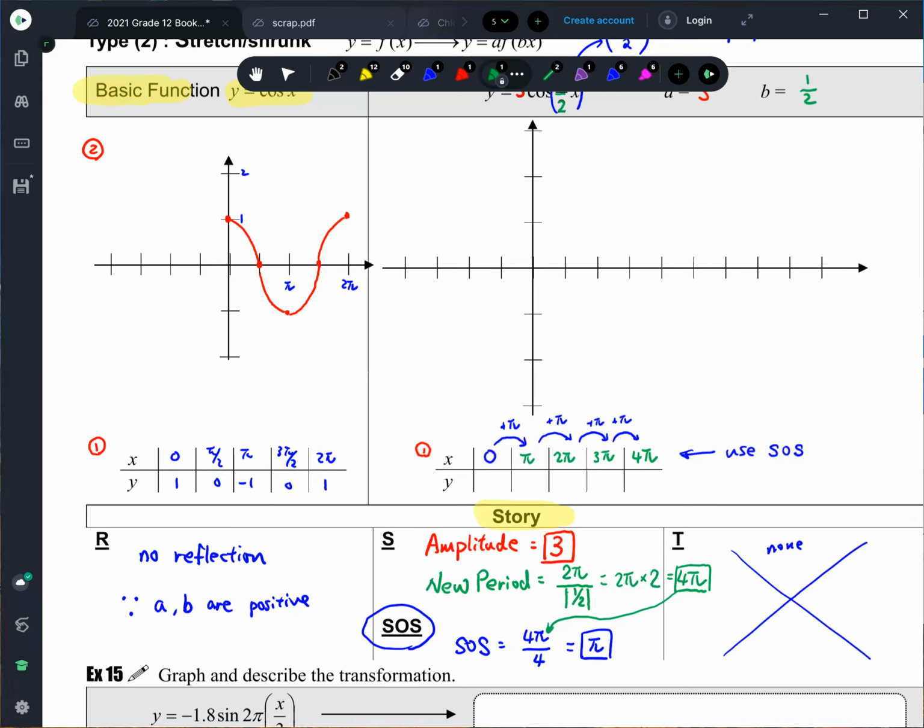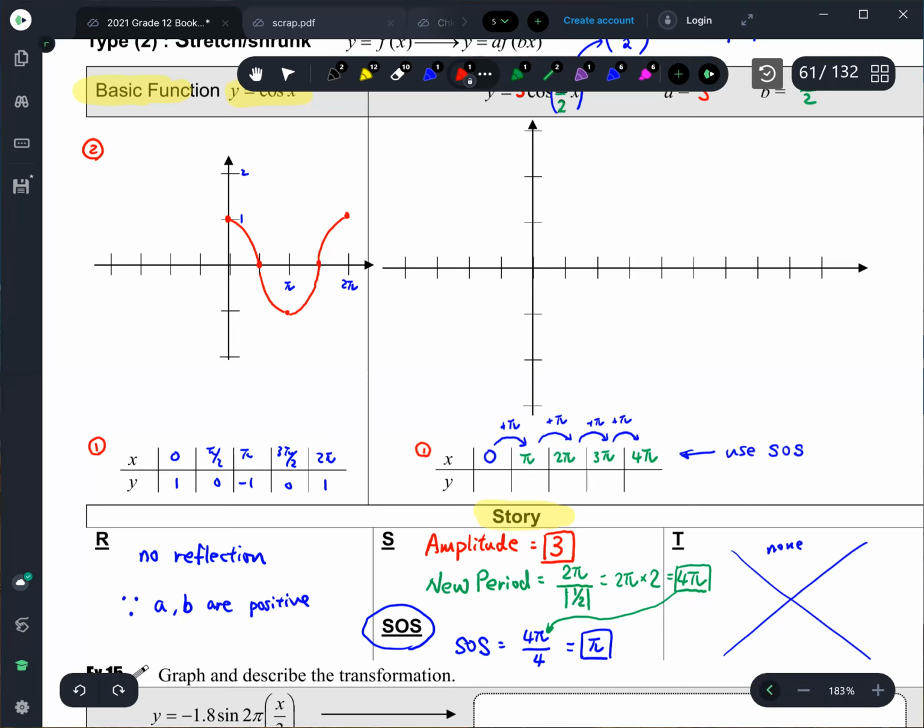Now let's look at the Y values. For the Y values, you will look at the amplitude, right? Amplitude affects your Y, okay? Your amplitude is 3, right? So all the Y, you need to times by 3. So you look at the original, the basic Y. So everything times 3. 0 times 3 is still 0. 1 times 3 is 3. Negative 1 times 3 will be negative 3.